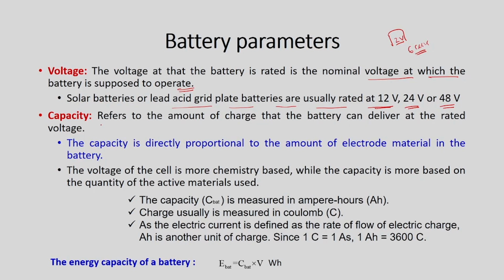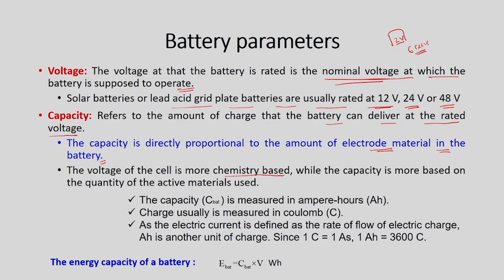And capacity refers to the amount of charge that the battery can deliver at the rated voltage. This rated voltage is very, very important. This rated voltage is nothing but nominal voltage. The capacity is directly proportional to the amount of electrode material in the battery. That is why, if we compare a smaller size battery with a bigger size battery, the smaller size battery's capacity will be lower compared to the larger size battery. But the voltage will be constant.